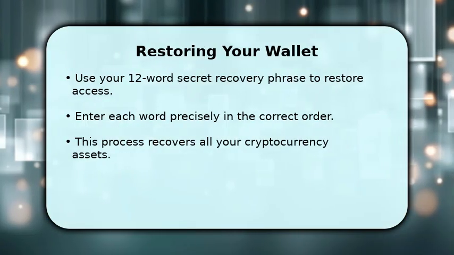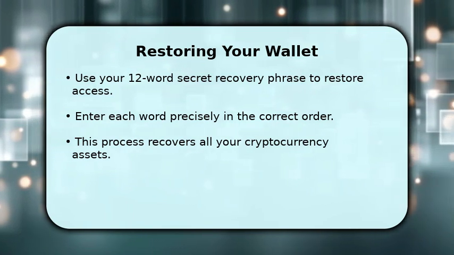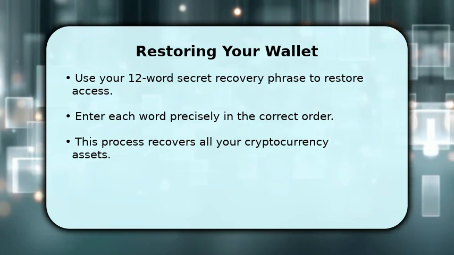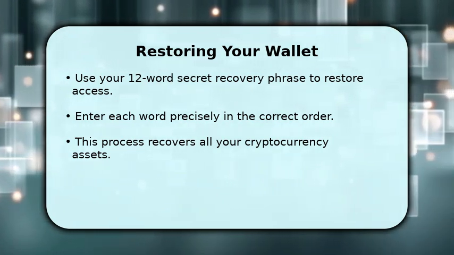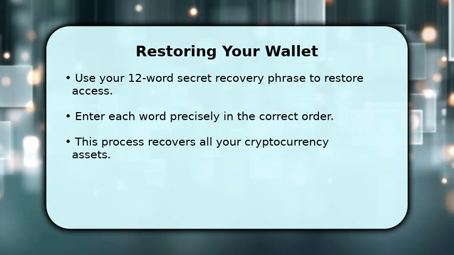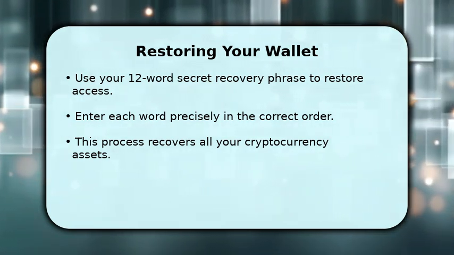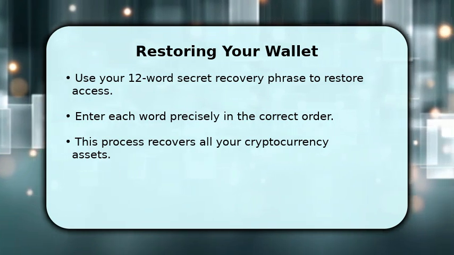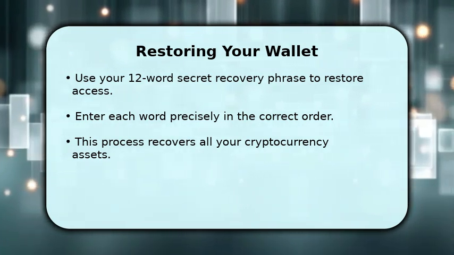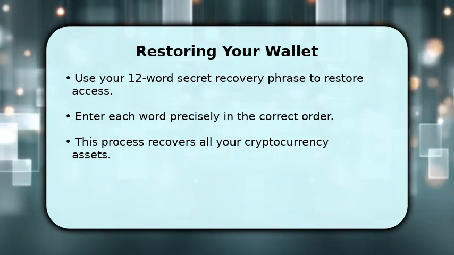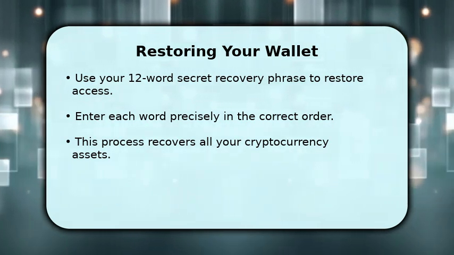If you need to restore your Exodus wallet, you'll use your 12-word secret recovery phrase. This phrase is crucial, so keep it safe. When prompted, enter each word of the phrase precisely and in the correct order. This action will fully restore your wallet, giving you access to all your cryptocurrency assets and transaction history. It's a powerful tool for regaining control if you ever lose access to your device.